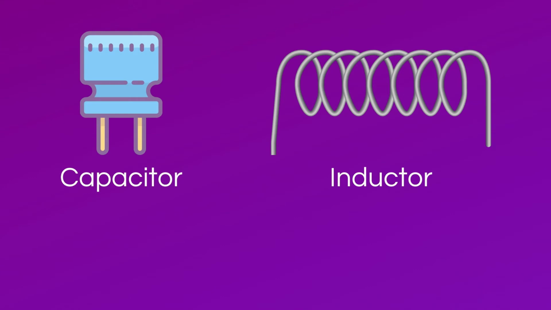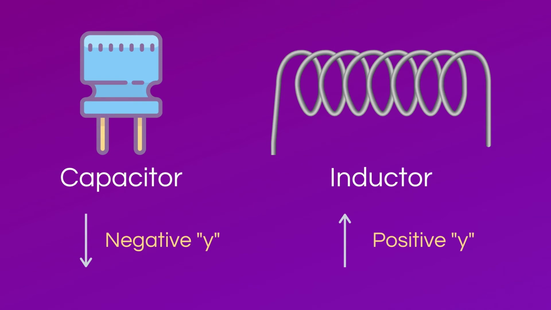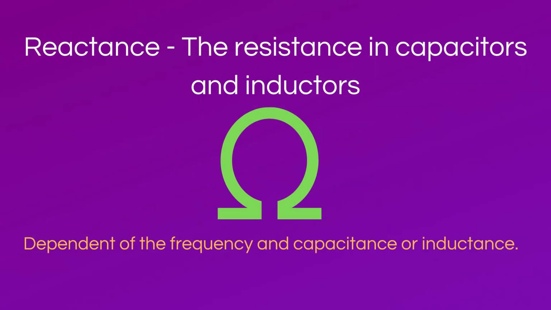A detailed description about the function of capacitors and inductors will be given in future videos. The important takeaway is that capacitors provide resistance in the negative y direction and inductors provide resistance in the positive y direction. A brief note about resistance in capacitors and inductors. Their resistance, which is called reactance, is dependent on the frequency of the input voltage and the capacitance or inductance of the component.